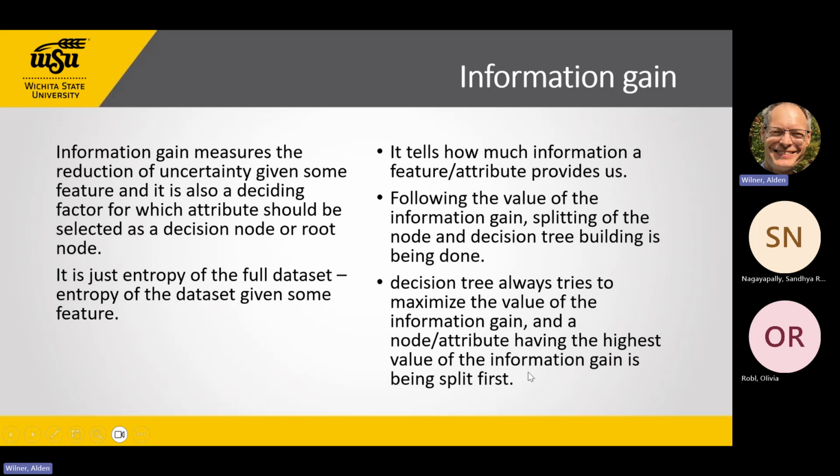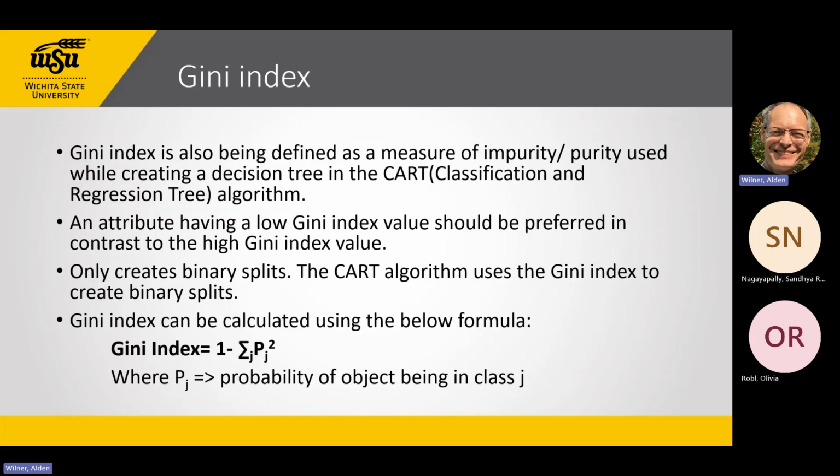Okay. So the decision tree always tries to maximize the value of information gain, right? So we always pick our node with the highest information gain at each split. Another way to do it is what's called the Gini index. Gini is the name of an economist who came up with this metric originally to describe income inequality in countries, right?